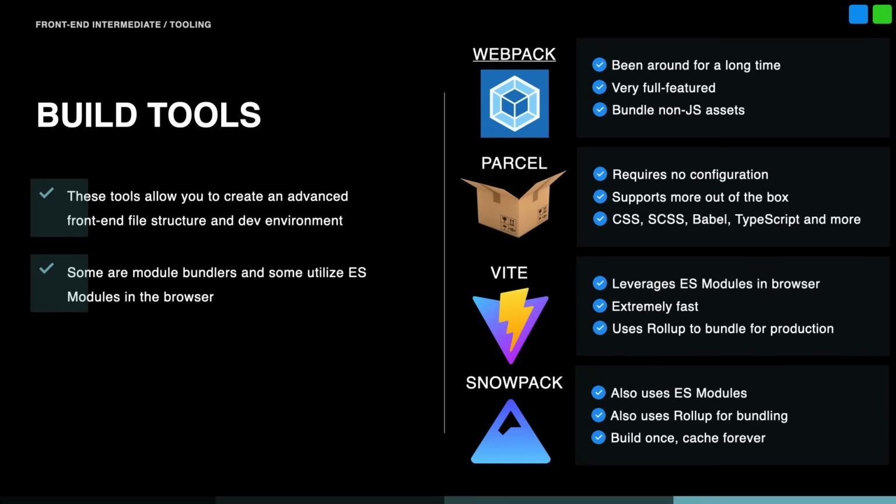Now, Snowpack is another newer tool, which is kind of a no-bundle solution. It's very similar to Vite. It uses ES modules in the browser and also uses Rollup for building for production. I think tools like Vite and Snowpack are the future when it comes to front-end build tools. They're much faster, they're less bloated than things like Parcel or Webpack. However, Parcel and Webpack have been around longer and do have more support and resources available.